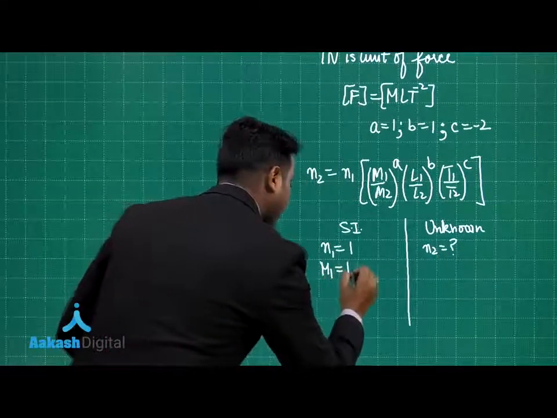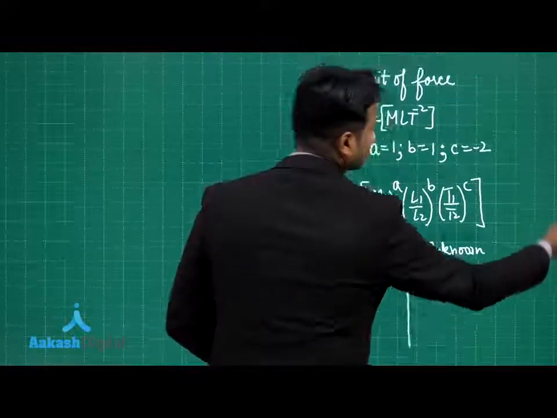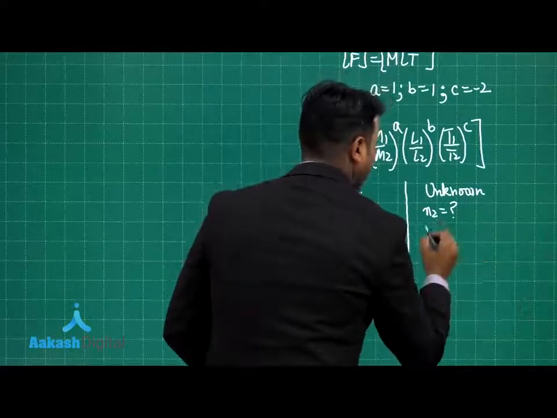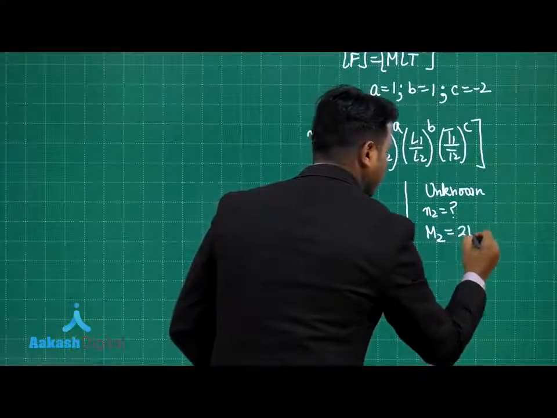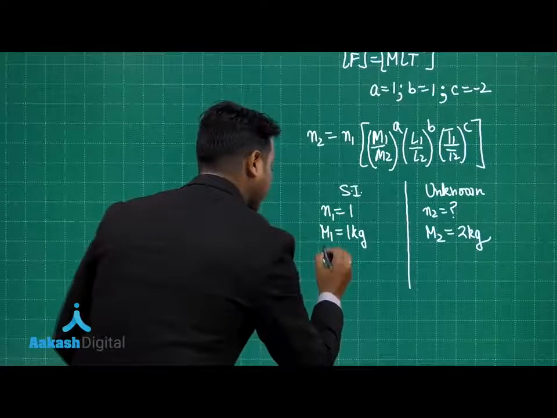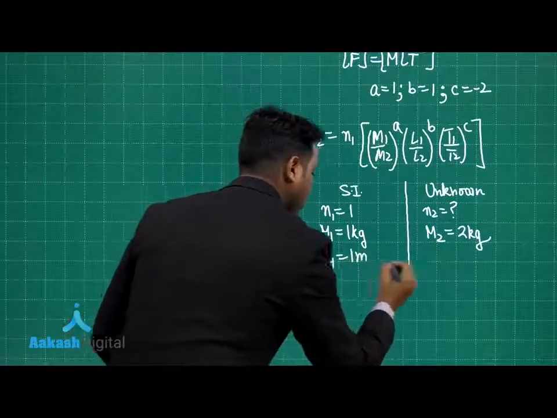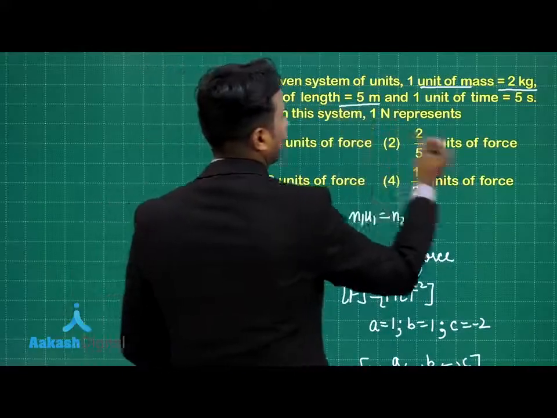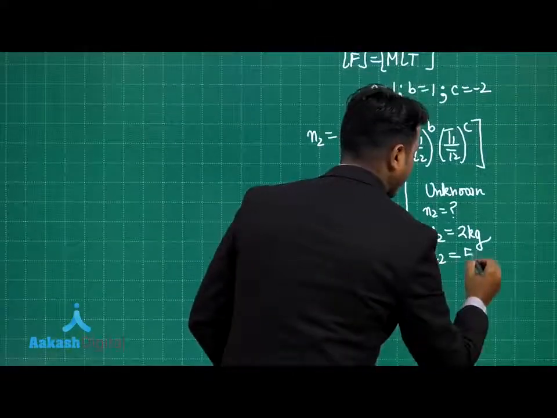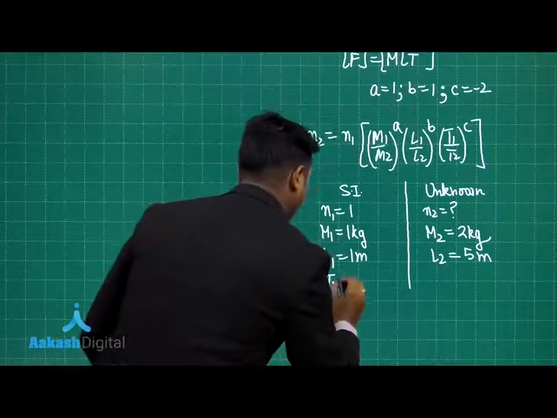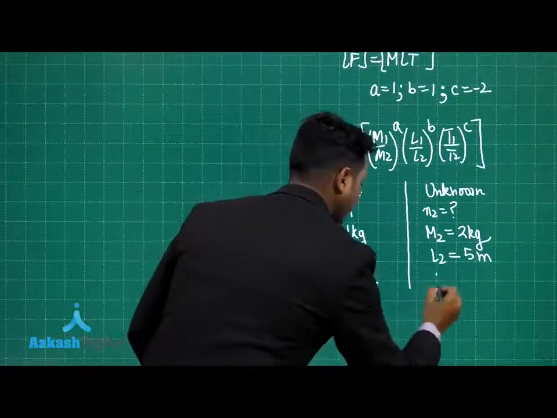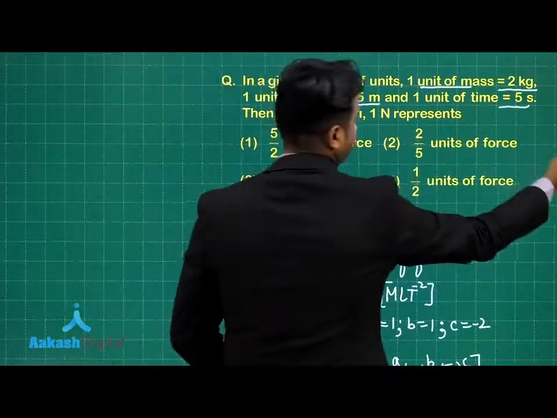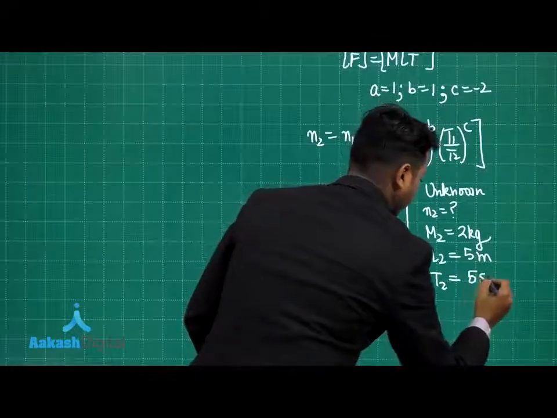Here M1 is 1 kilogram. In the other system, as per the question, 1 unit of mass is 2 kilogram, so M2 is simply 2 kilogram. Now in the SI system L1 is 1 meter. In the other system L2, as per the question, is 5 meter. Time here is 1 second, and time in the other system of units is given as 5 seconds, so I can label this as 5 seconds.